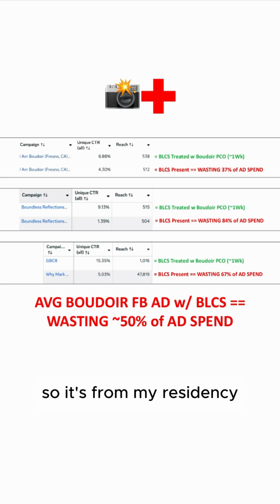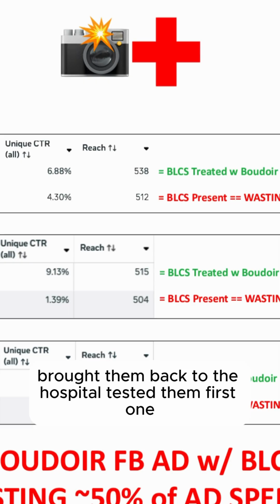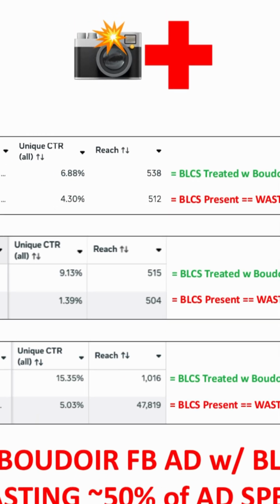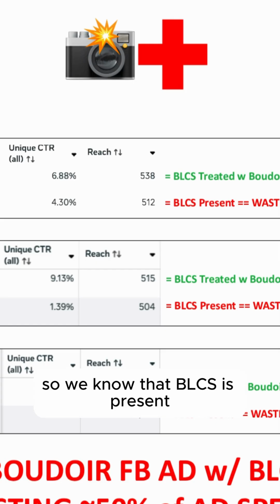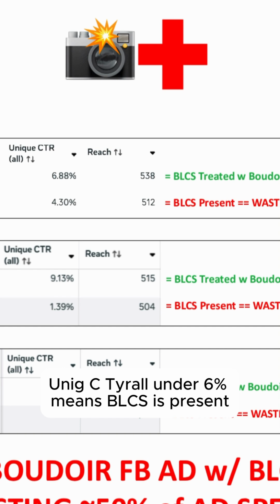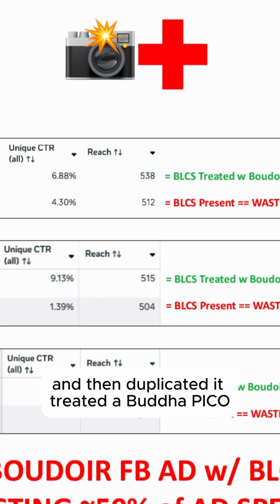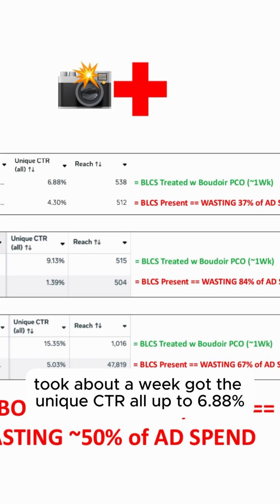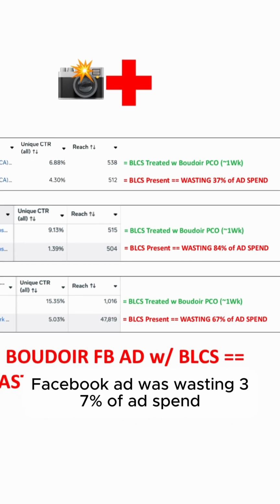So from my residency, I found some Boudoir Facebook ads out there, brought them back to the hospital, and tested them. First one, we found the unique CTR was 4.3%. So we know that BLCS is present. Unique CTR under 6% means BLCS is present. Then we duplicated it, treated with Boudoir Pico, took about a week, and got the unique CTR up to 6.88%. So we found out the original Boudoir Facebook ad was wasting 37% of ad spend.